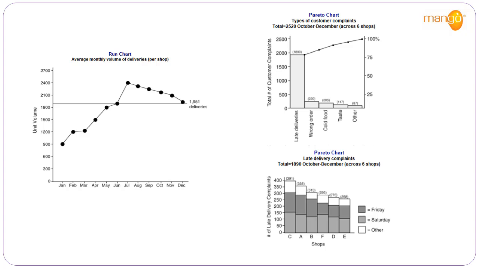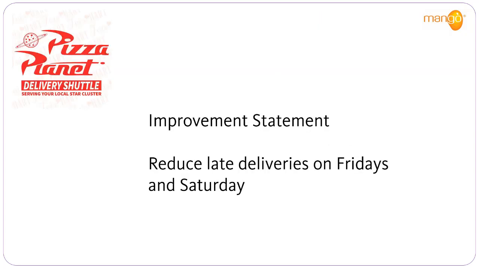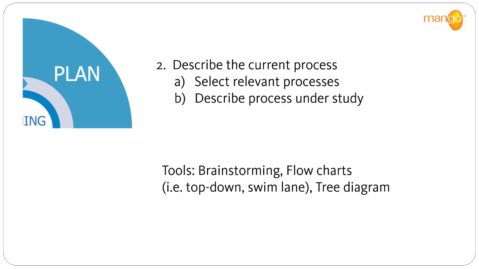So now's the time you put in an improvement statement. So their improvement statement was they wanted to reduce late deliveries on Fridays and Saturdays. So that's the first part of the plan stage. You know, there's problems there with late deliveries.